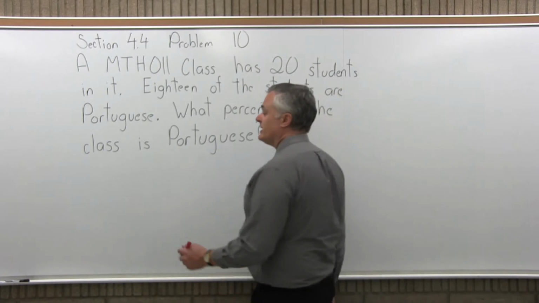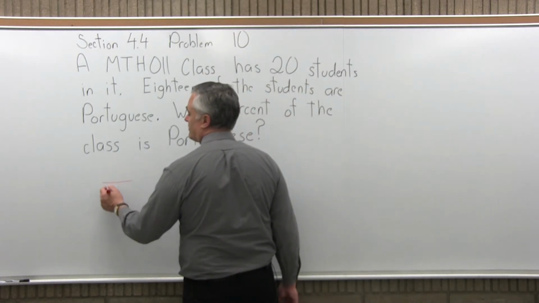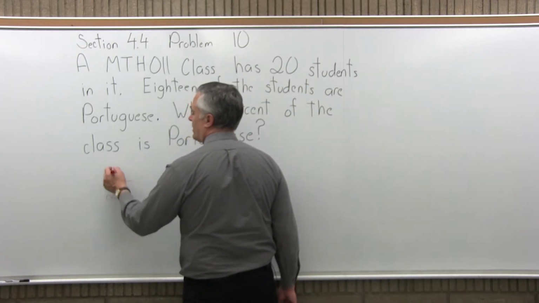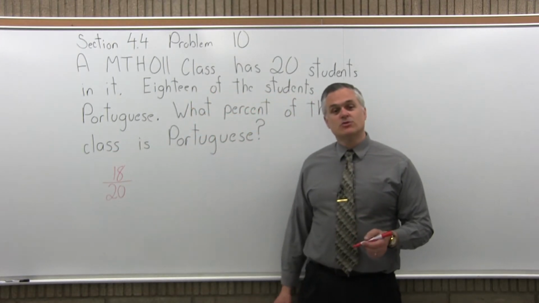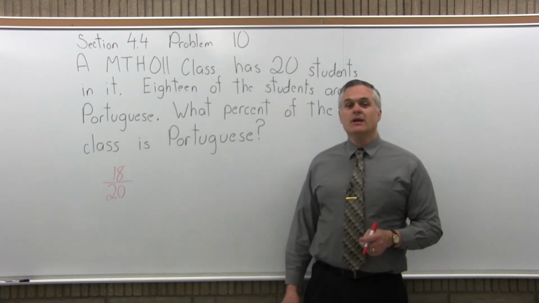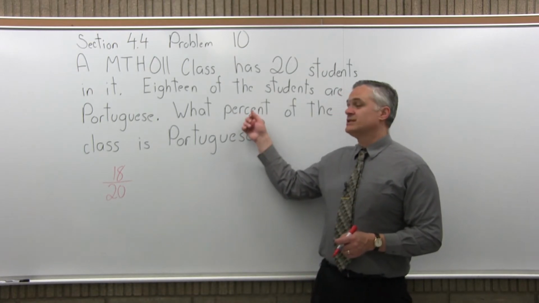So, there are 20 students in the class altogether. I'm going to set up a fraction, and that becomes the denominator, the 20. And the number of students that are Portuguese are 18. That becomes the numerator. So it's 18 out of 20. Now the question really wants me to turn this into a percent.